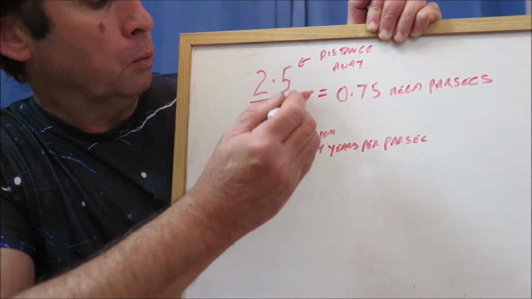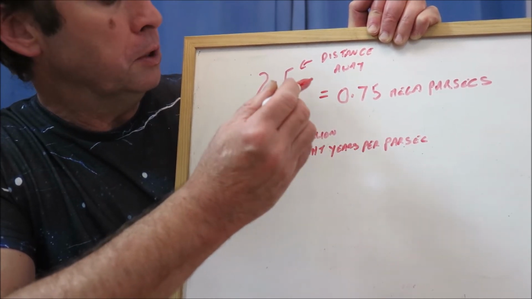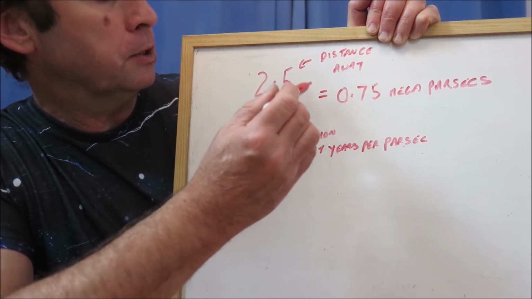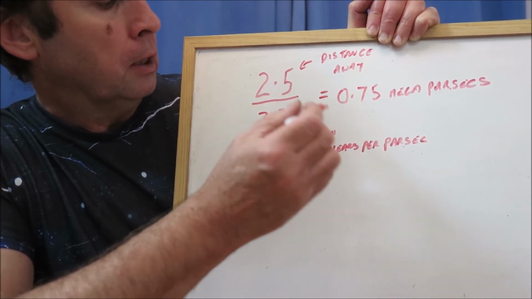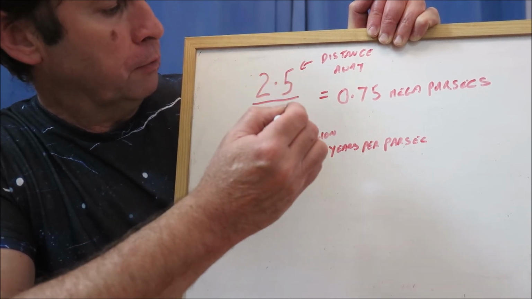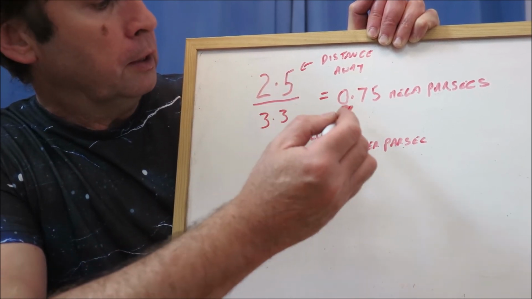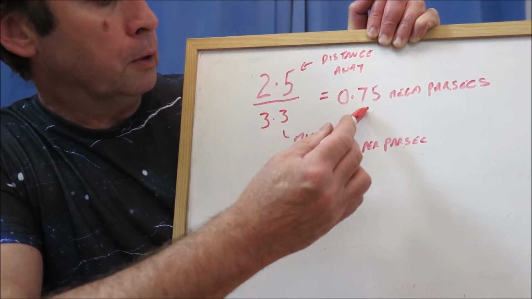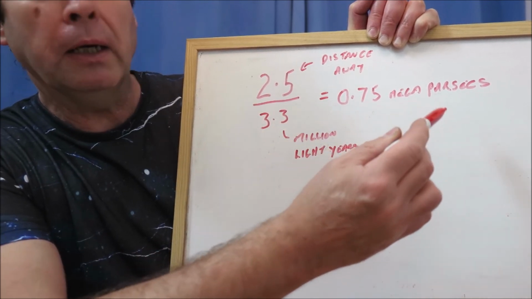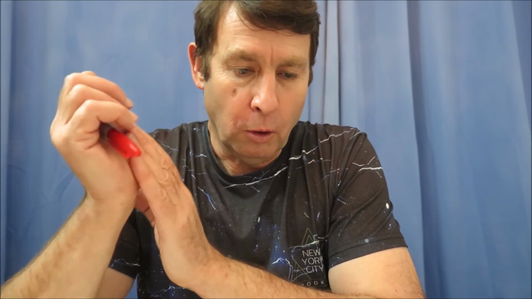So we divide the one by the other. We don't have to change any units because they're both in millions. That's millions of light years, and that's megaparsecs. So if you divide 2.5 by 3.33, the answer we get is a distance of 0.75 megaparsecs away.